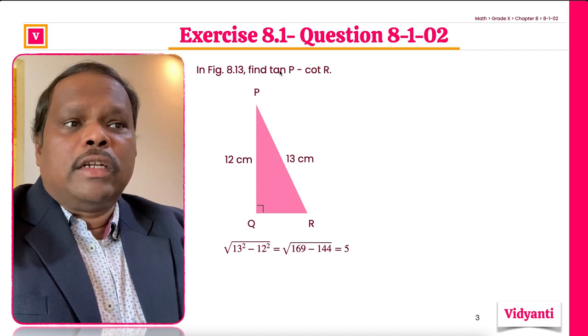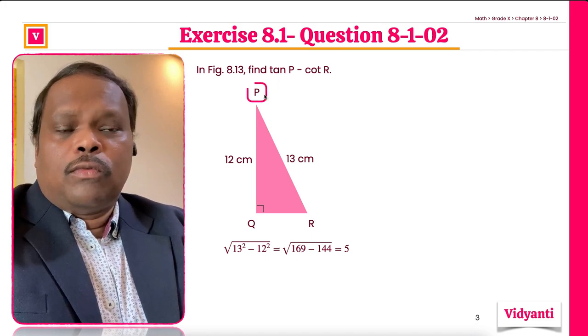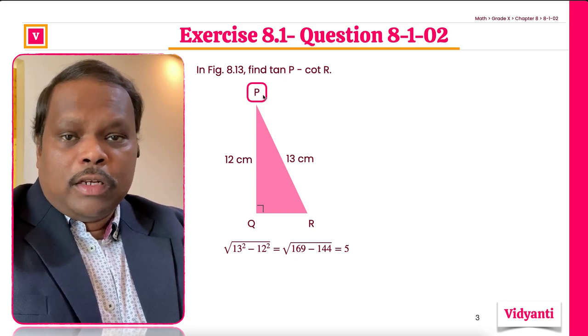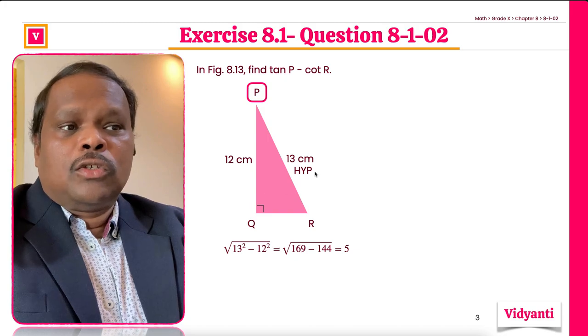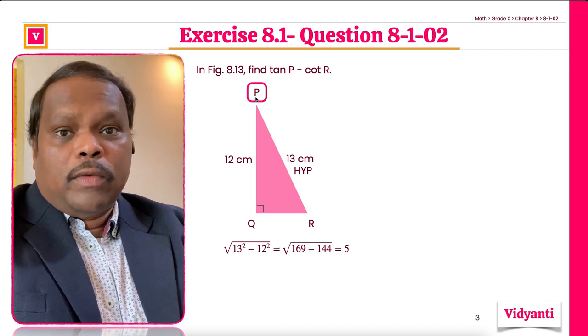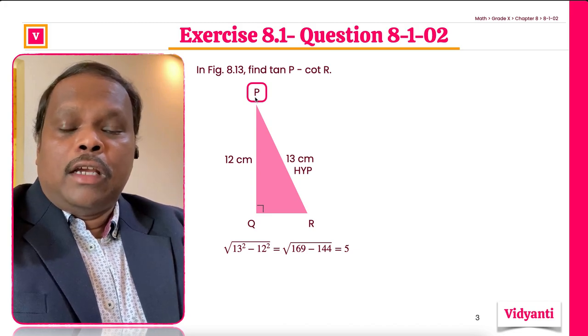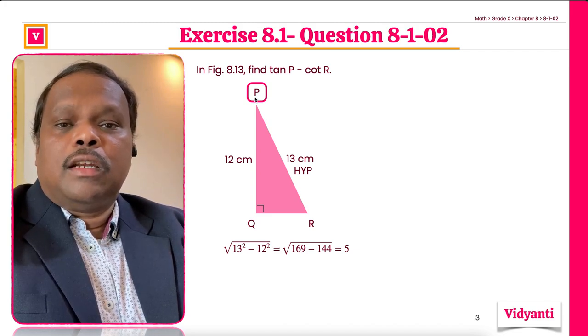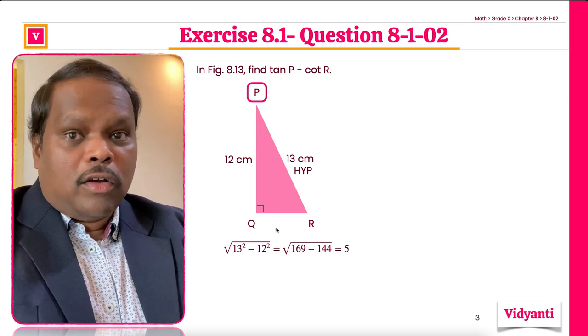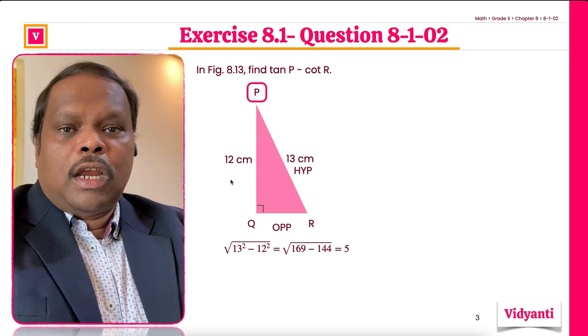So let's start with tangent of P. The focus will be on angle P. Now, for any right angle triangle, the longest side will always be the hypotenuse, opposite to the 90 degrees. So 13 centimeters will be the hypotenuse irrespective of whichever angle you are considering. But the other two definitions will depend upon what angle you are considering. Here we are considering angle P. So this QR will be directly facing in front of it, so that would be opposite. And the third remaining side will always be adjacent.